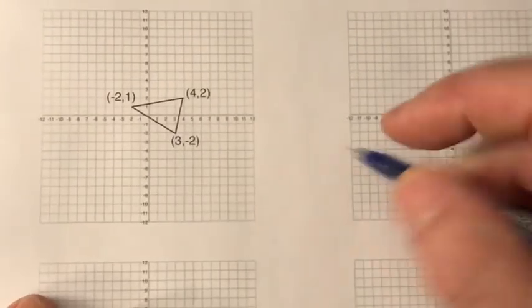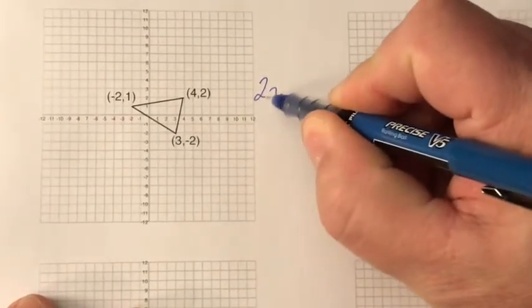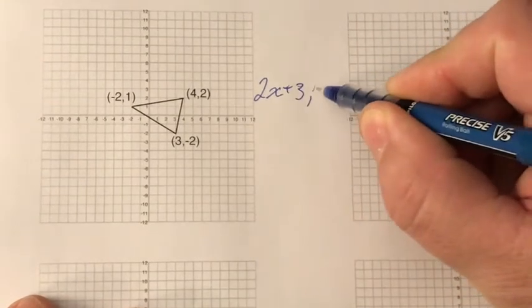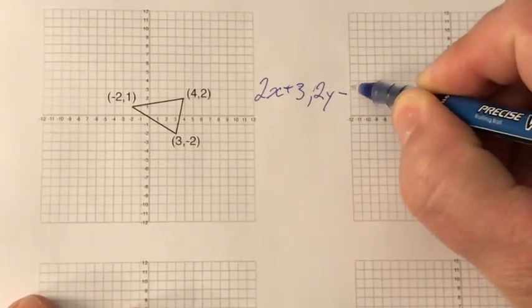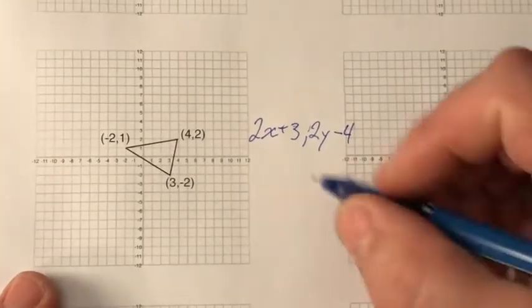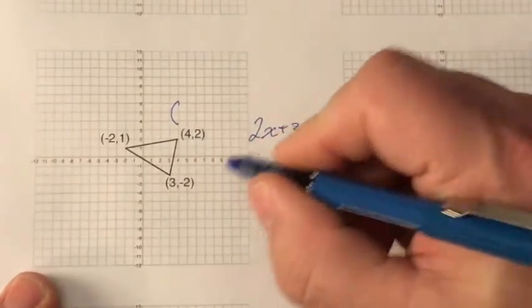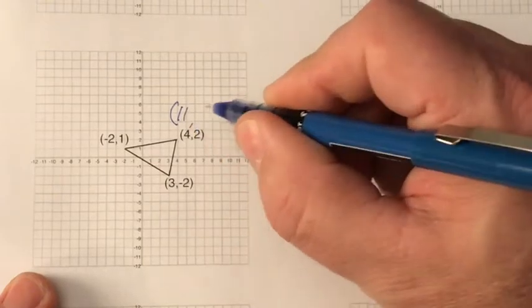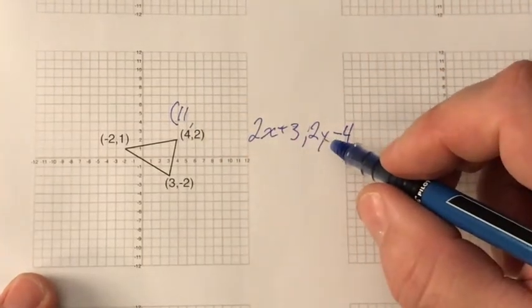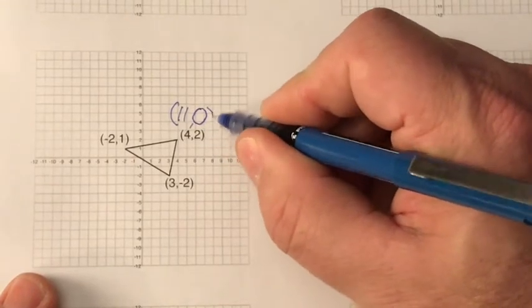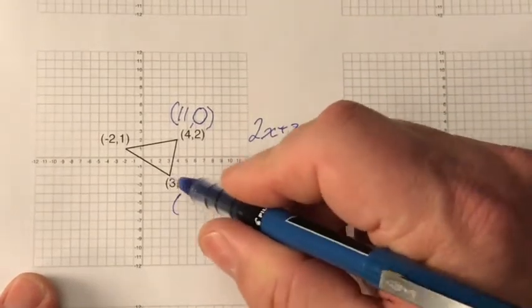Okay, last example, and I'm going to be done for the day. And this rule is 2x plus 3 and 2y minus 4. Oh, that's a complicated rule. All right, so when x is 4, 2 times 4 is 8 plus 3 is 11. And 2 times 2 is 4 minus 4 is 0. Ooh. 2 times 3 is 6.